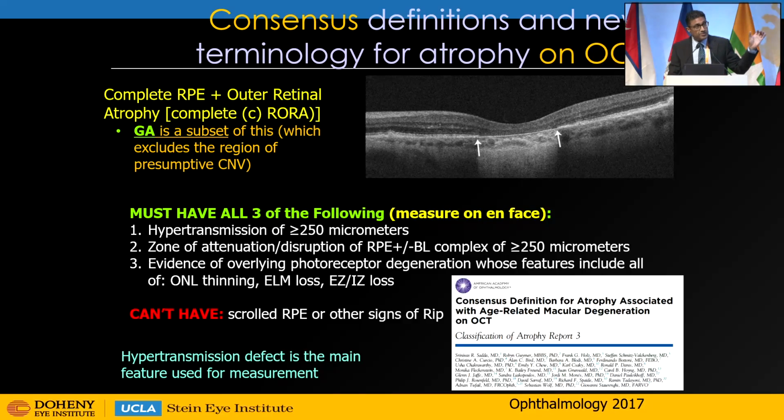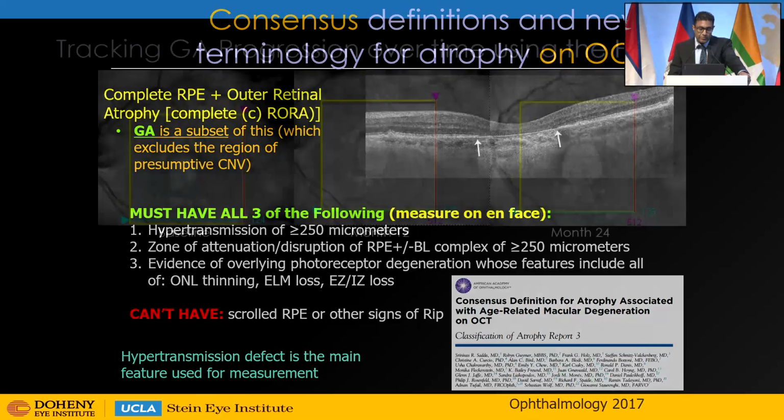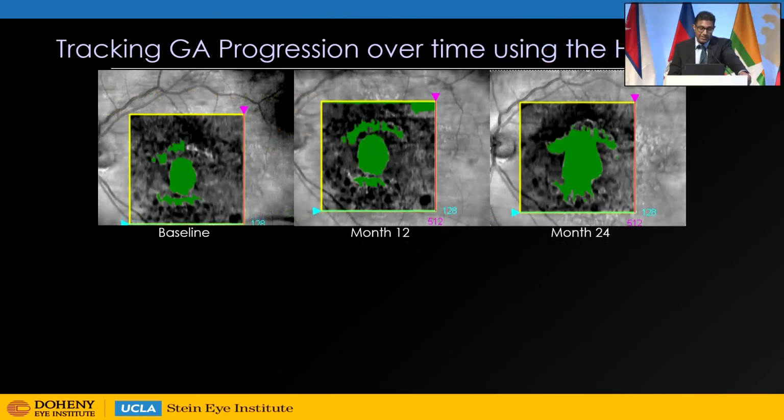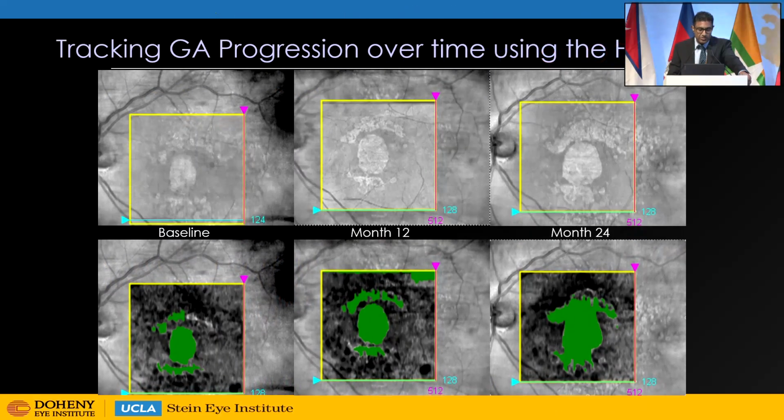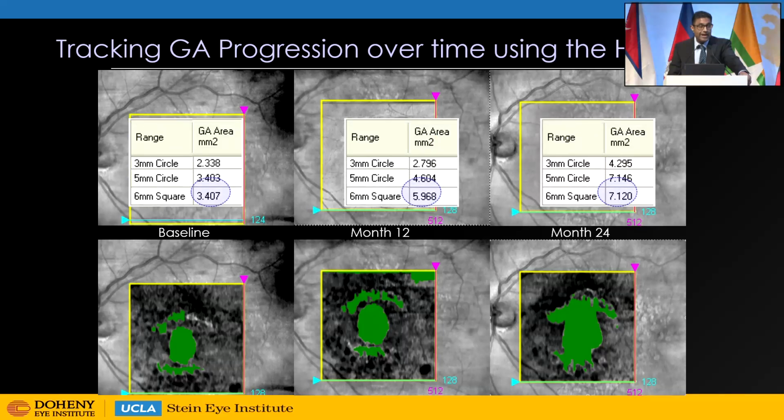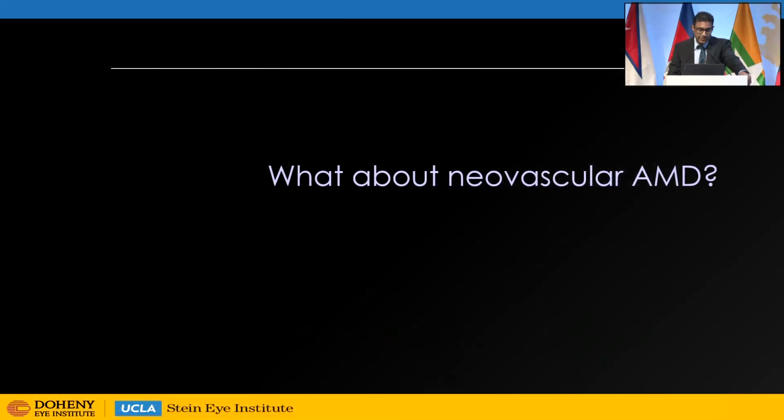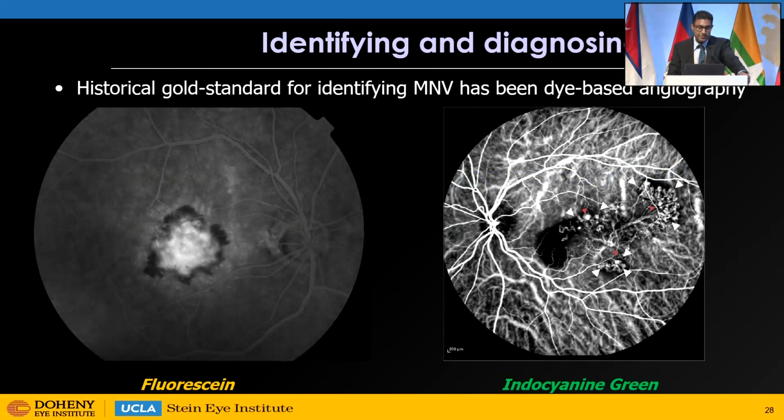Now, the hypertransmission defect component of this definition, of course, is what we use, especially at en-face imaging, to measure the atrophy. So we measure the hypertransmission defect, and that can be useful to track the growth of atrophy over time. So with that as covering really a whirlwind through atrophy, I want to switch now to neovascular AMD.